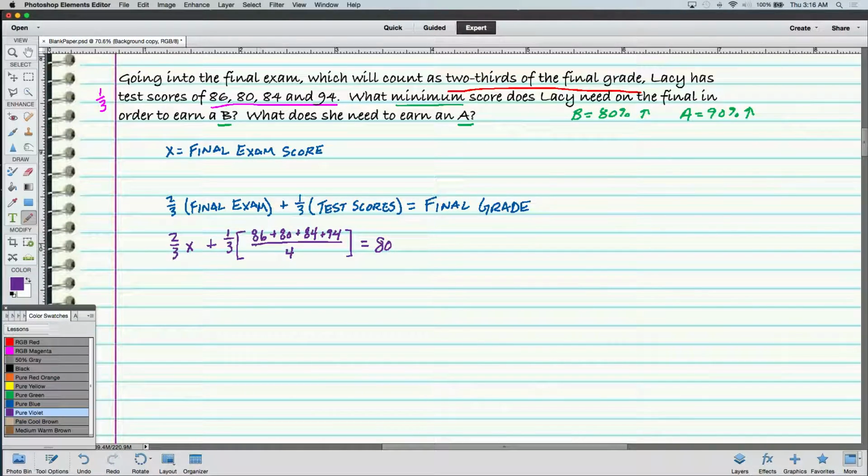So now it's just simplify. 2/3 x, can't simplify that. 1/3 times this middle here. Everything in these brackets are parentheses. 1/3. So we'll have 86 plus 80 plus 84 plus 94 divided by 4. And that's going to give us a score of 86.